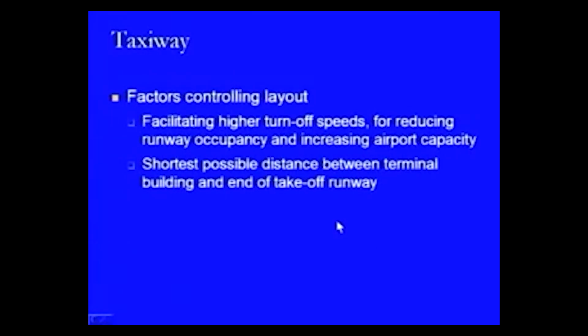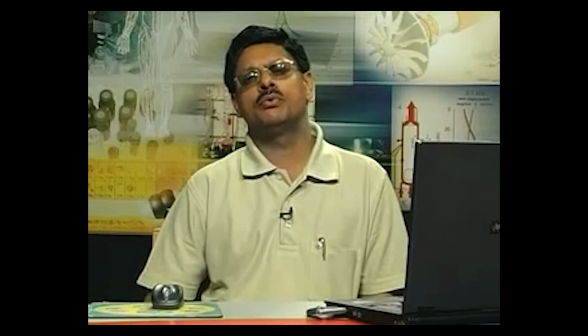Another point is that there should be the shortest possible distance between the terminal building and the end of the takeoff runway. That is a thing which needs to be taken care of so as to provide the minimum travel from the terminal building to the runway strip at the time of taking off. We also try to have a similar condition for those aircraft which are landing and which come towards the terminal building or towards the airport stand to which they will be taken, so that the passengers can deboard.